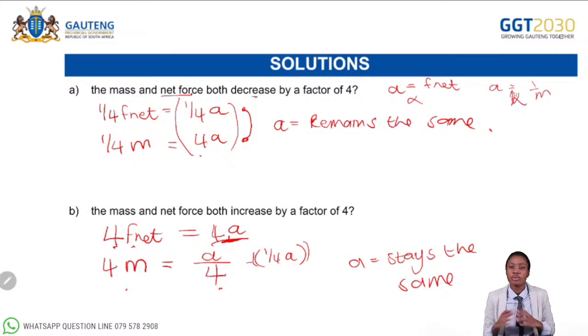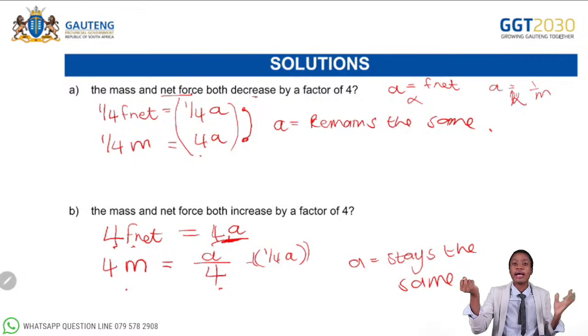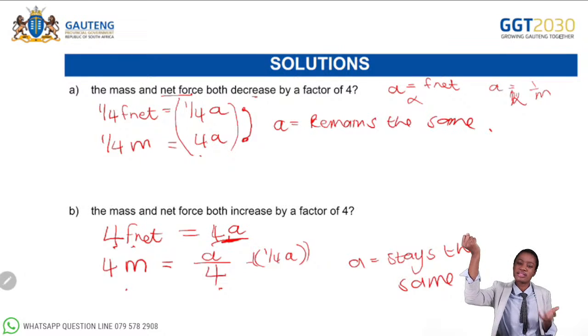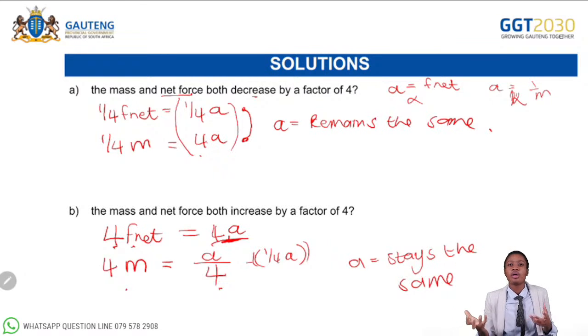So, for example, I increase my net force by a factor of 4, and I put acceleration there. But at the same time, I increase my mass by a factor of 4. What happens? Acceleration will drop by a factor of 4. So it goes back to where it was originally. Then it stays the same.